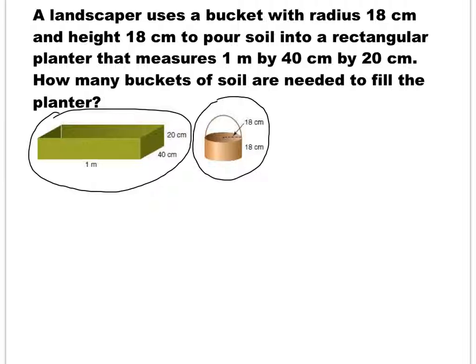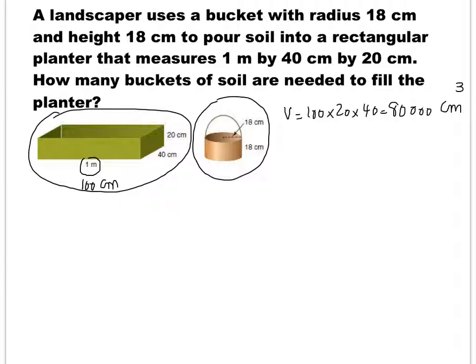First of all, when you are solving problems, you have to make sure that you're dealing with the same units. Here you have centimeters and meters. So the first thing I'm going to do is change this 1 meter to centimeters. And as you know, you just multiply by 100, so we get 100 centimeters. Now we are going to find the volume of the box. The volume of a box, by definition, is length times width times height. So it's going to be 100 times 20 times 40, which is going to give me 80,000 cubic centimeters.